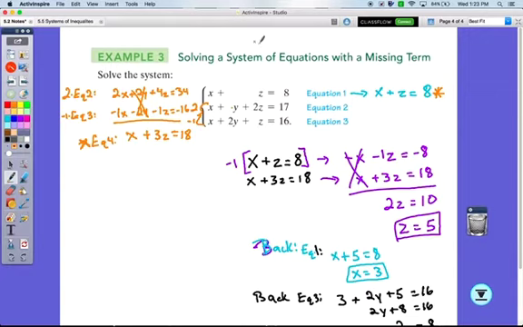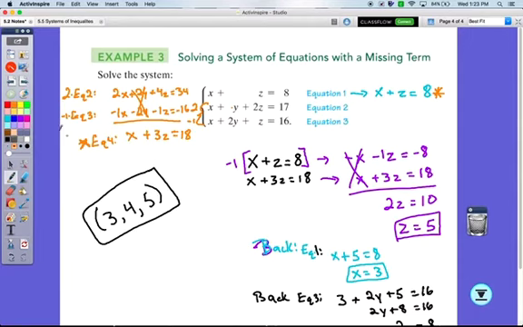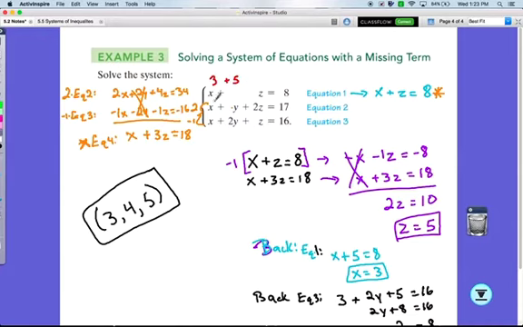So an ordered triple, excuse me, of 3, 4, 5. I check my answer. I've done all this work, might as well check it. For equation 1, 3 plus 5, that's 8. Equation 2, 3 plus 4, 2 times 5 is 10. 3 plus 4 plus 10 is 17. That works. 3, 2 times 4 is 8. And plus the 5, 3 plus 5 plus 8 is 16. That one works. I know my answer is good.